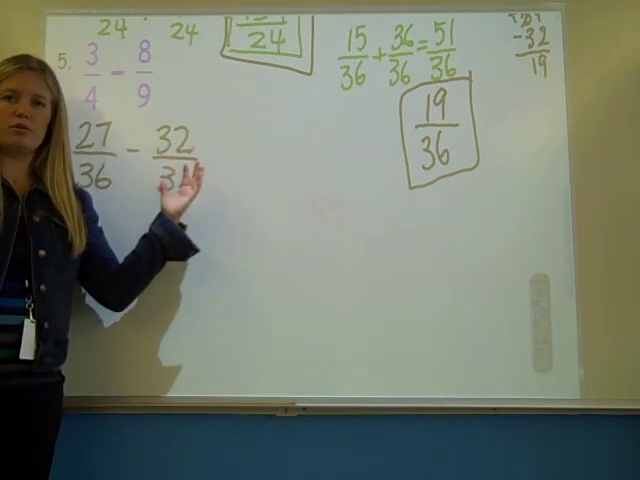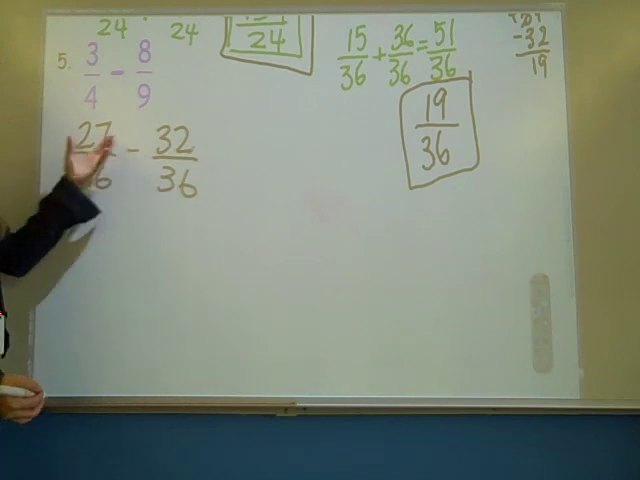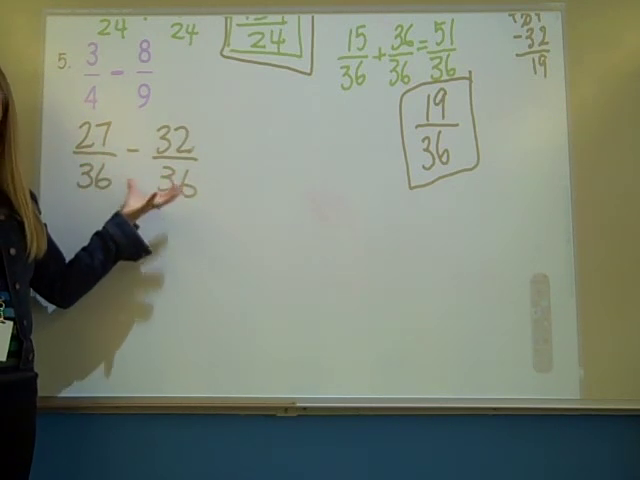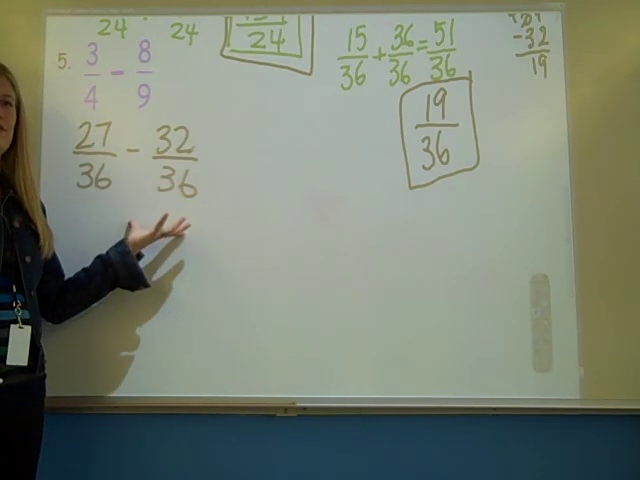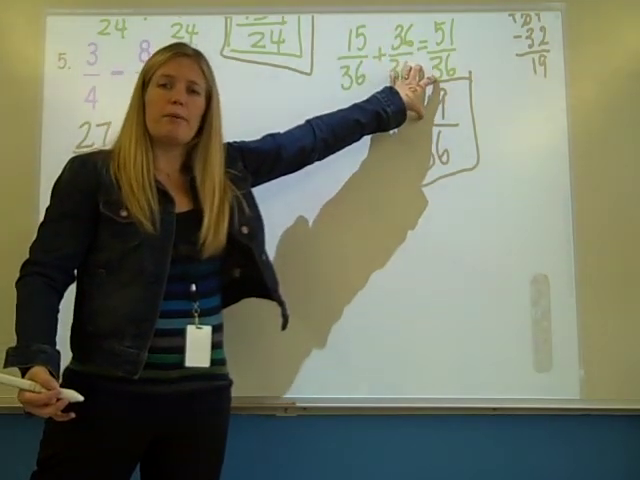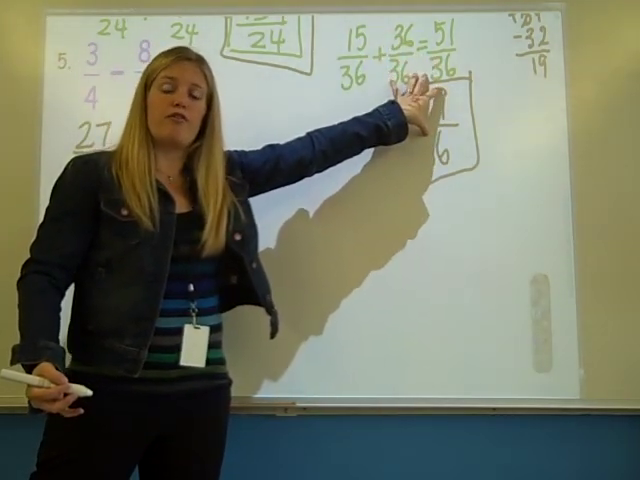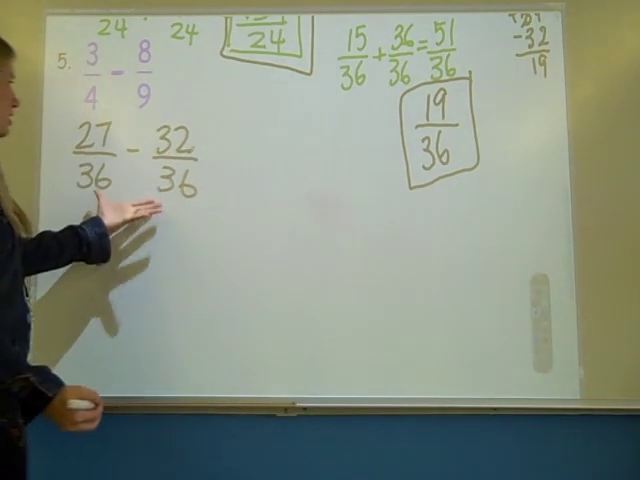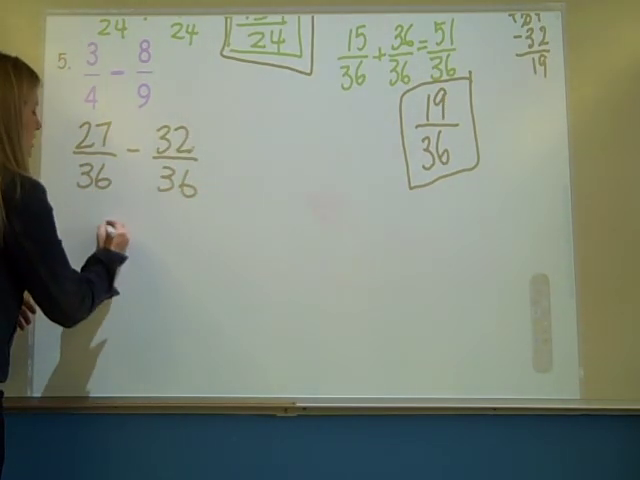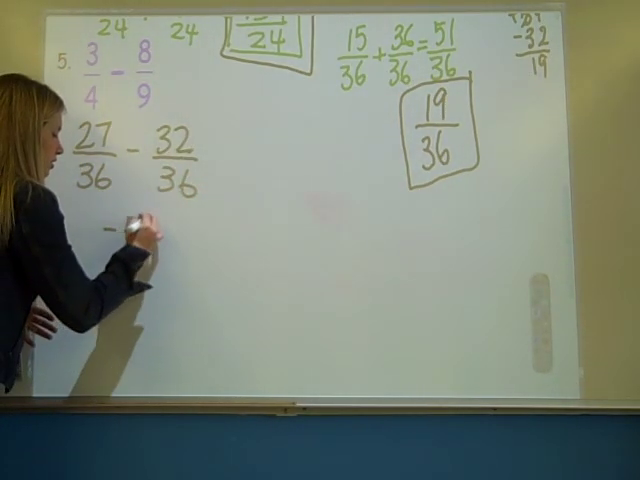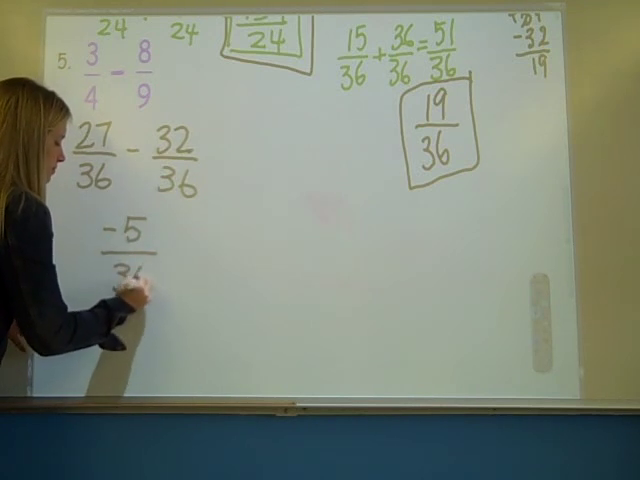27 take away 32. Okay, I'm going to get a negative. I can't, there's nothing for me to borrow from. So you have to understand here that you're going to get a negative answer. Different from that last problem I just did, because you could borrow from that whole number. Here we have nothing to borrow from. So this is a negative 5 over 36.